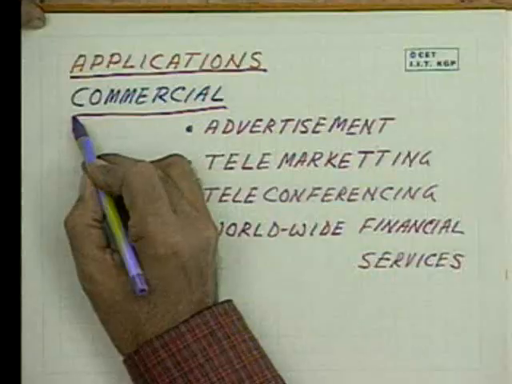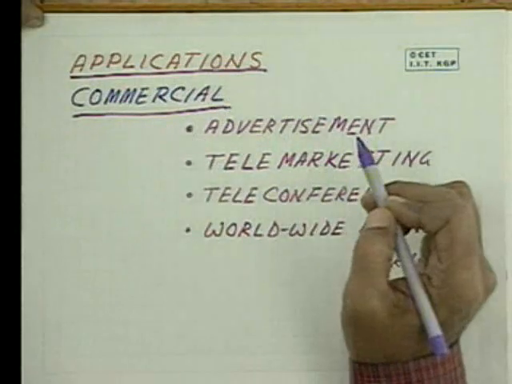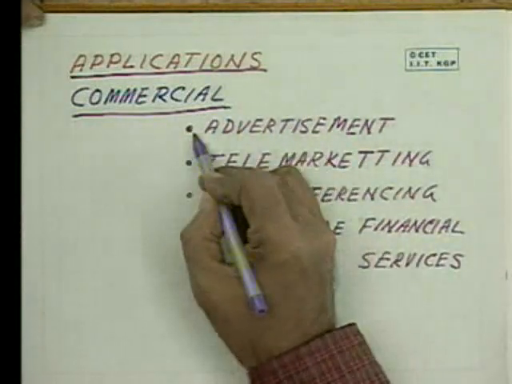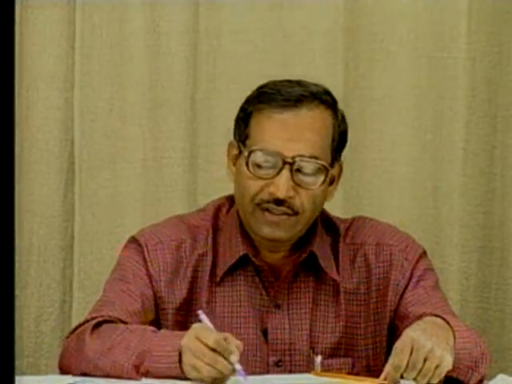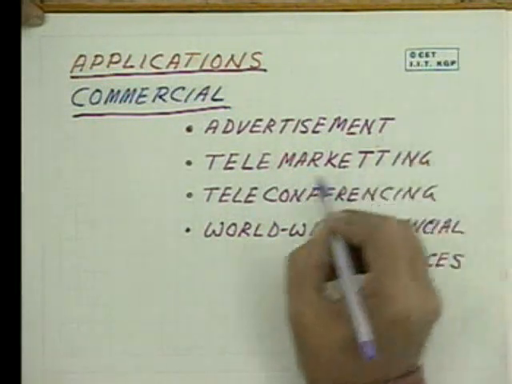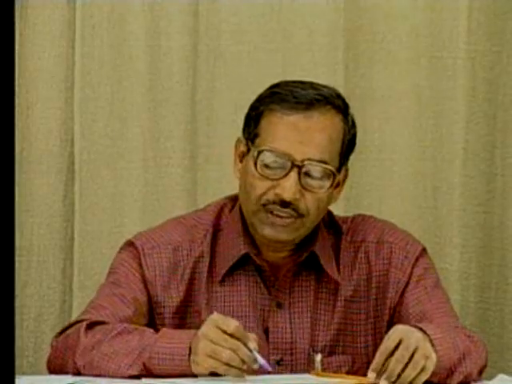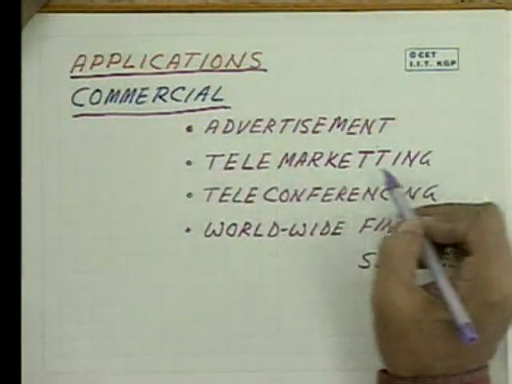And another important application area is commercial. The commercial applications have gradually exceeded the scientific and technical applications. Computer network can be used for advertisement. There are various websites where the advertisements are made, and if you search any website, you will find lots of advertisements displayed. Then telemarketing, one can place order by looking at some product on a website. So through a computer network, telemarketing can be done.